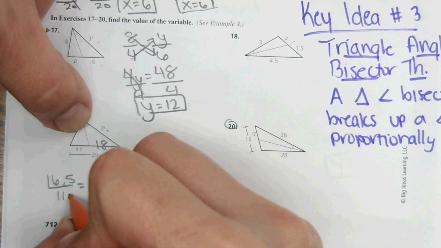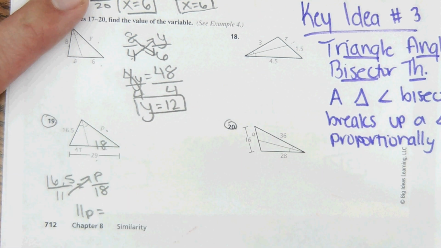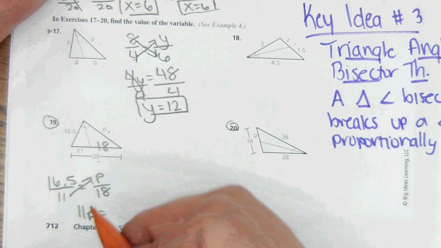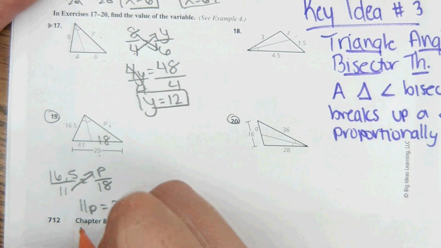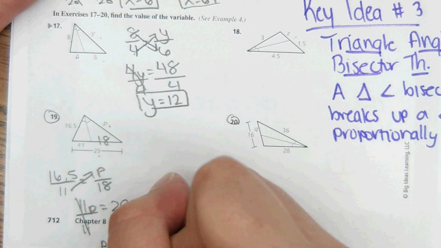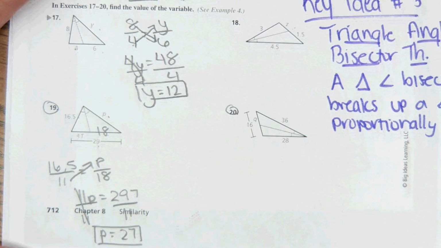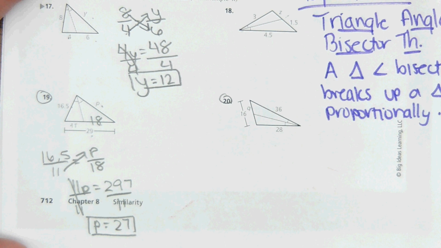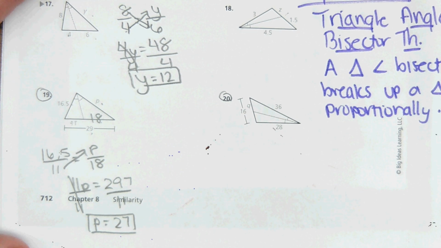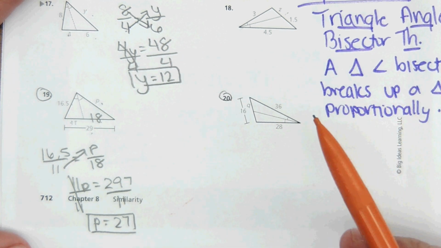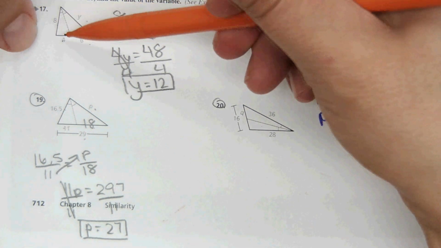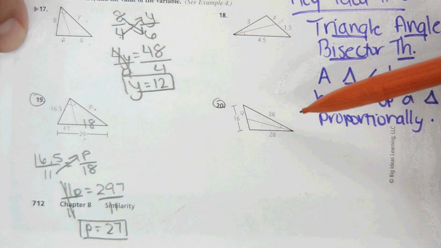So for 19, 16.5 over 11, easy, but then p over what? Well, you have to solve for this length. 29 minus 11 would be 18, so we'll do p over 18. And we get 11p equals 16.5 times 18, which is 297.